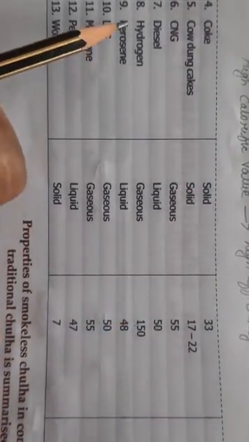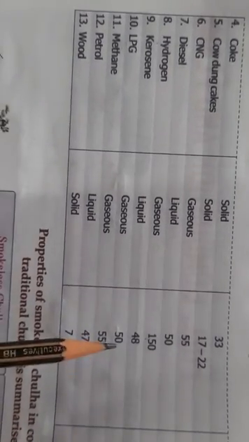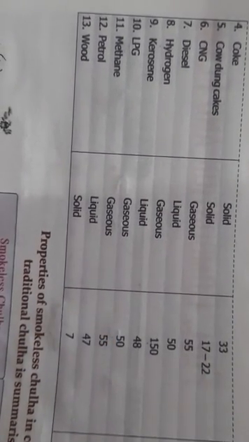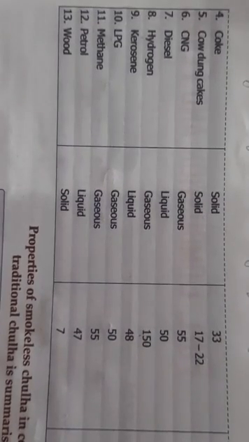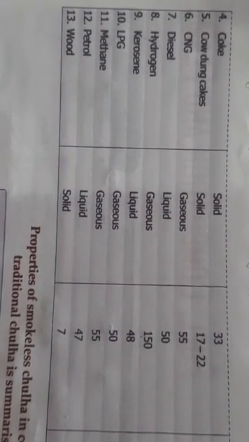So which is the fuel which has got the highest calorific value? You can see here, it is hydrogen. Hydrogen is the fuel. The calorific value is 150 kilojoules per gram. So this has got the highest calorific value.